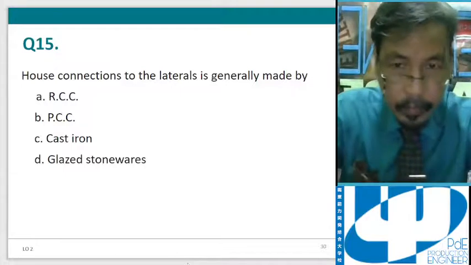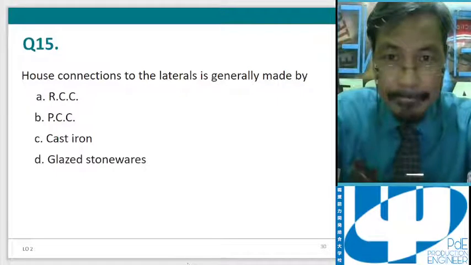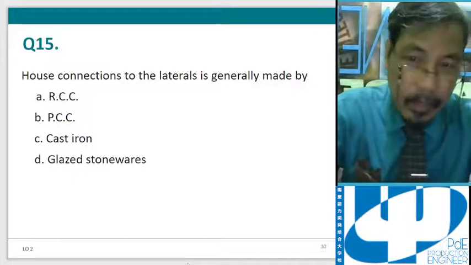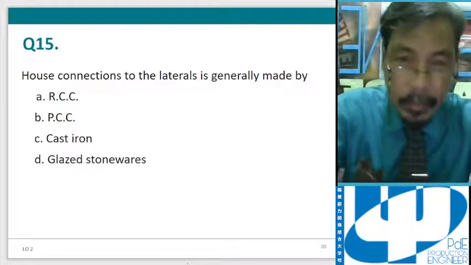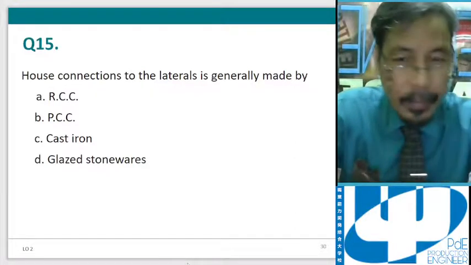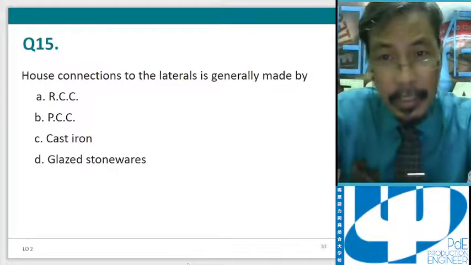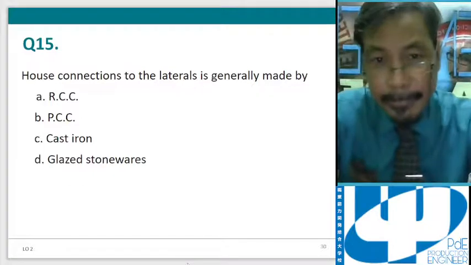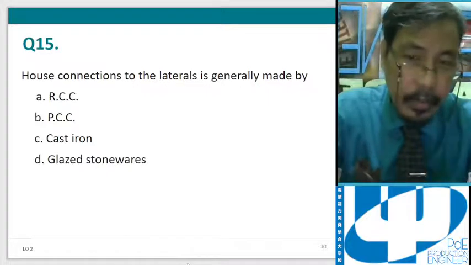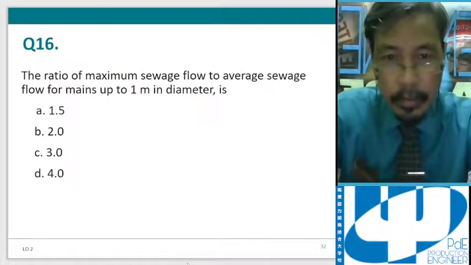So glazed stoneware is the specified one, but I think nobody used that in our country. In other countries, of course, they are using it, but in our country, nobody uses this. Almost always, RCC is the go-to solution because it is the cheapest one.